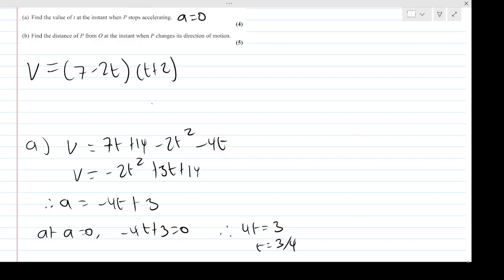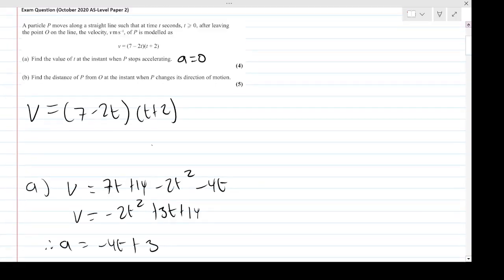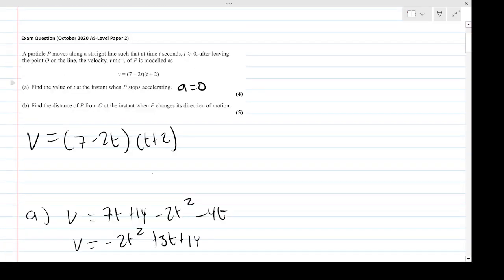Then in part B, it wants the distance of the particle P from the starting point O at the instant when P changes its direction of motion. Okay. So what does that mean, change its direction of motion? You might be able to guess based on the other questions, that's when v is 0. You might guess that, you'd be right. It's the same as it being at rest, but why?